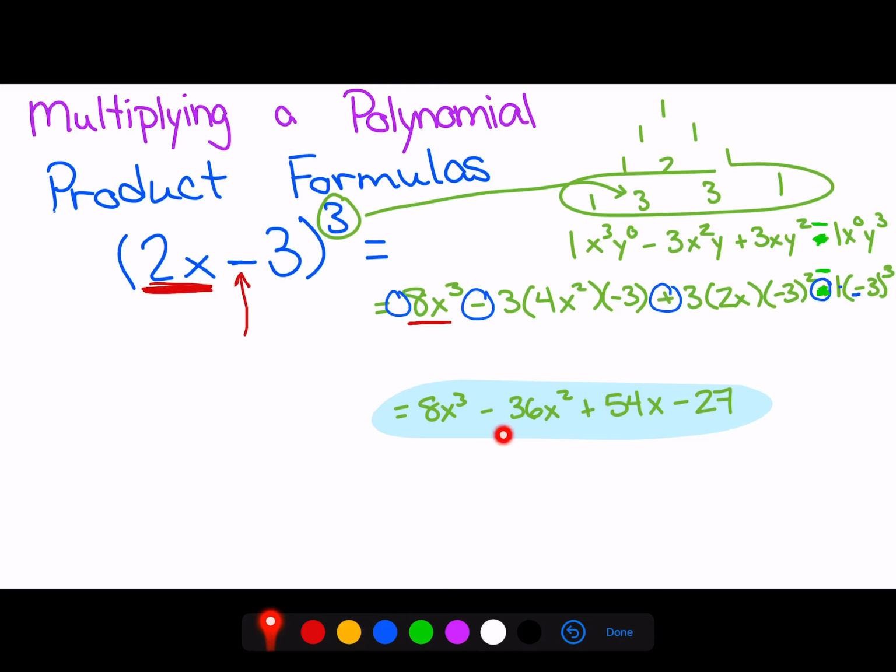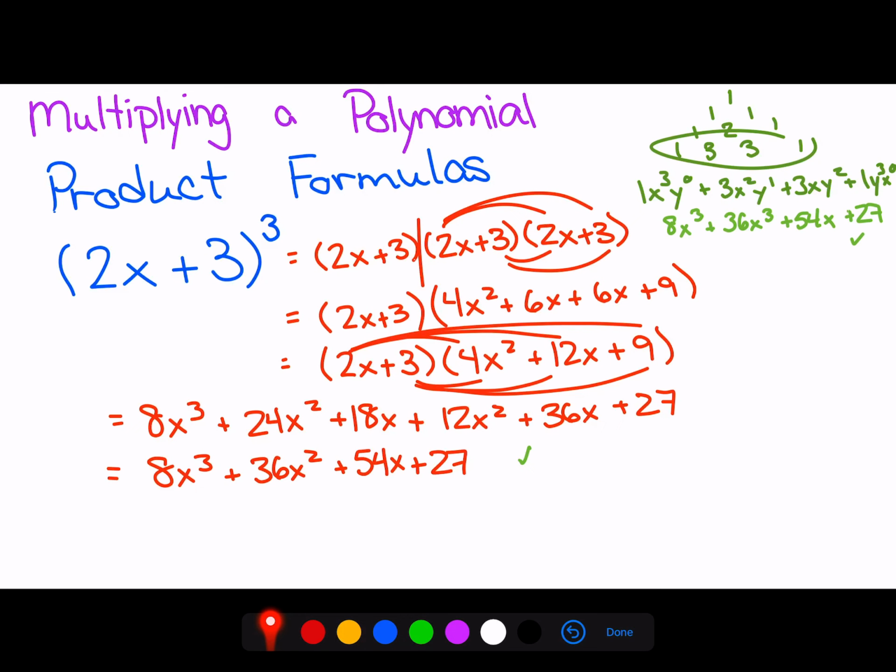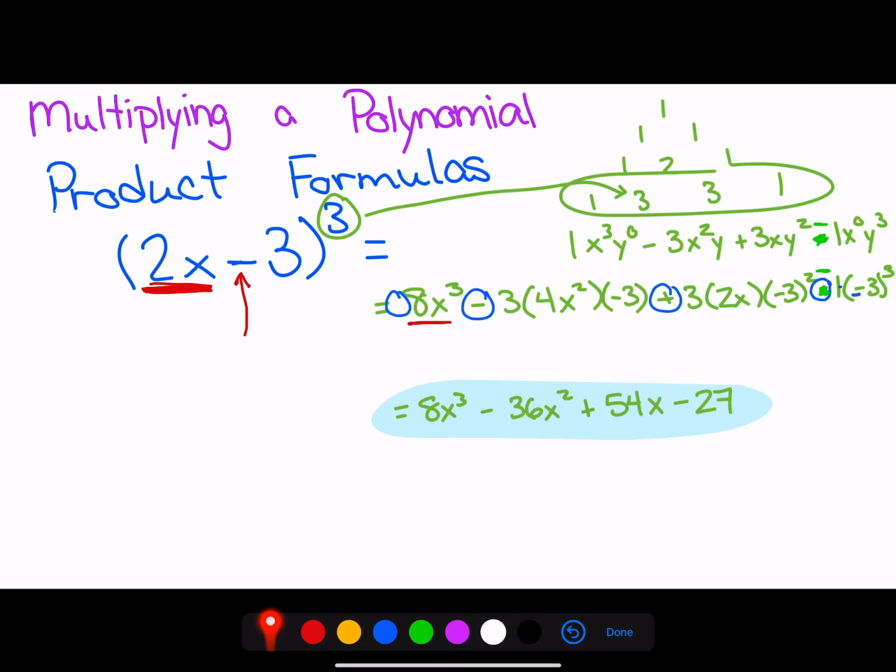Well, 12 times 3 is 36, so I have 36x squared. From here, negative 3 squared gives me 9. 9 times 3 is 27. 27 times 2x will give me 54x. And lastly, 3 cubed is 27. Again, we're alternating. So negative 3 cubed is negative 27, which gives me this negative 27 here. Same exact answer as our previous one, except now it's alternating as positive, minus, compared to our first one. So just keep in mind that's the only difference if it's a subtraction sign rather than an addition sign, is that our signs will just alternate positive and negative.